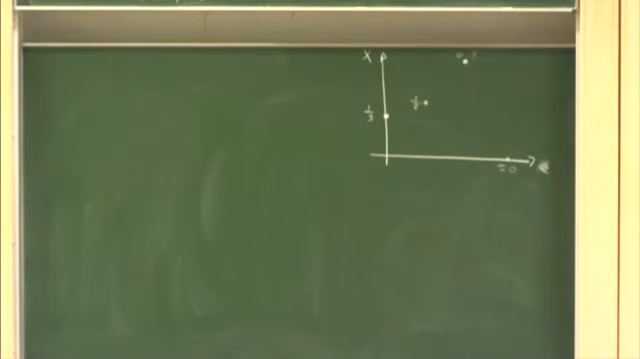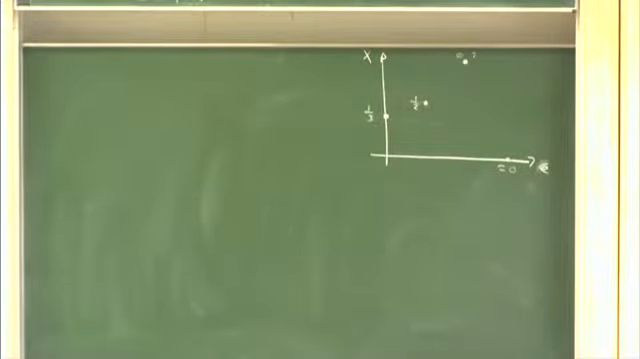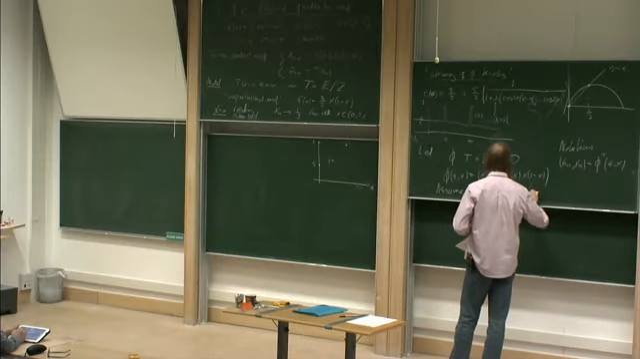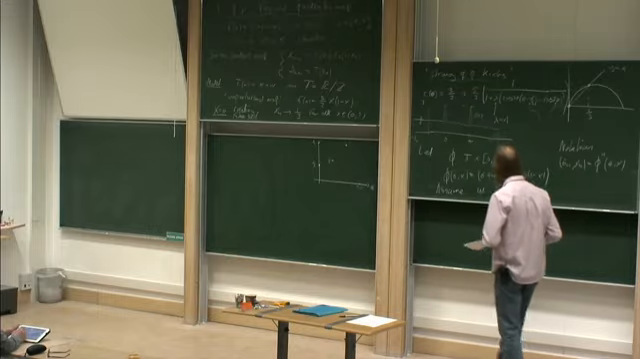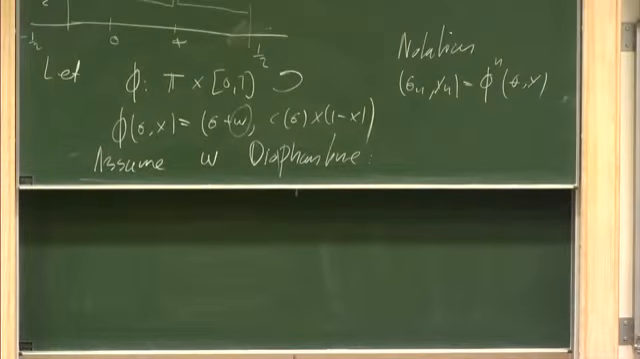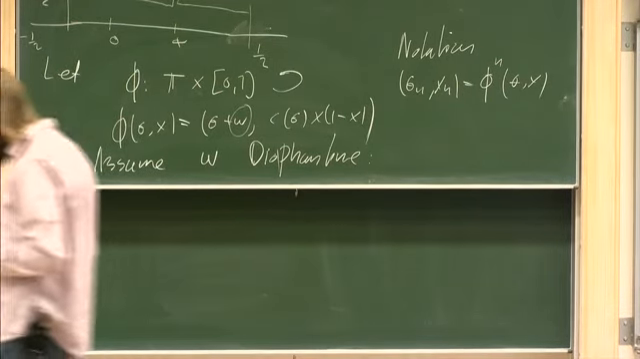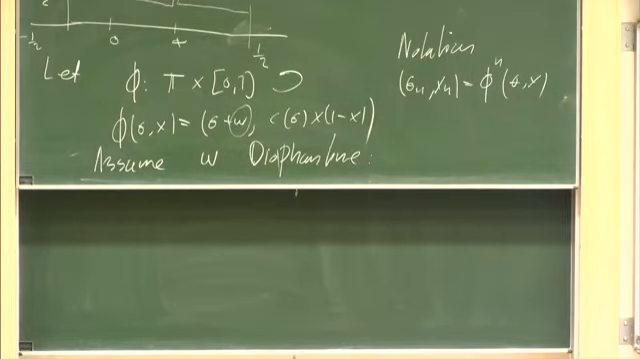So let us put some assumptions on the omega here. So let us assume that omega is Diophantine. I don't define it, as it's a full measure set of omegas. And then let me state some of the results.